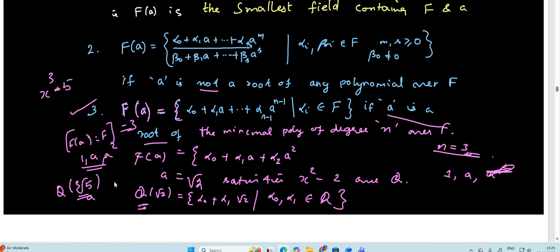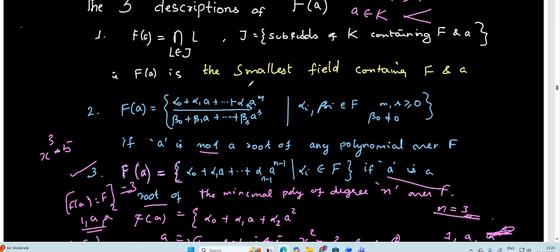So in that case, how will I express my Q of cube root of 5? For that purpose, this description is very much needed. One is the basic definition: it is the smallest field containing F and A, and this one is useful when you do problems.